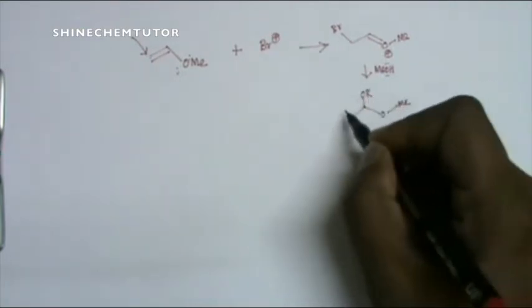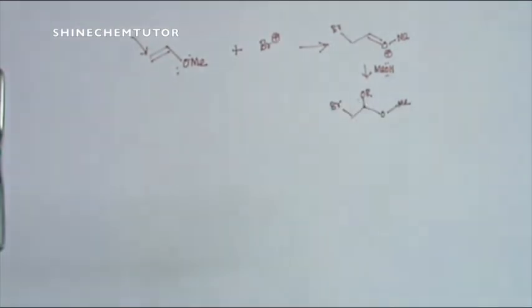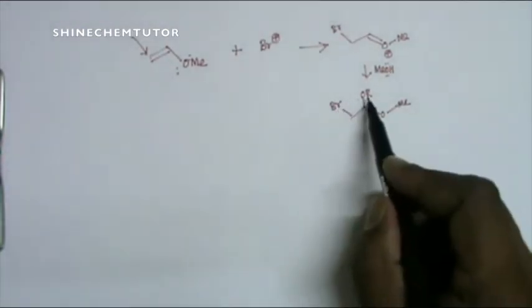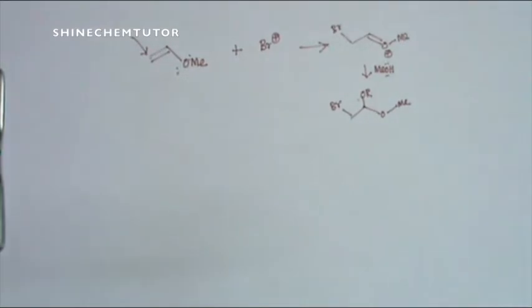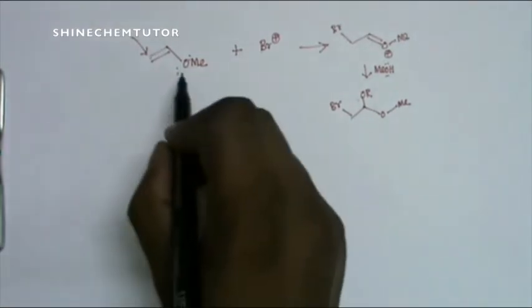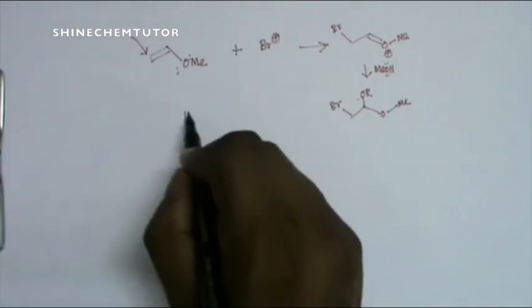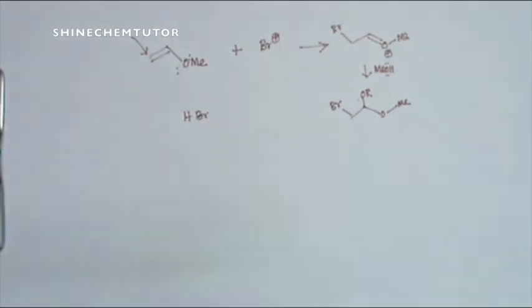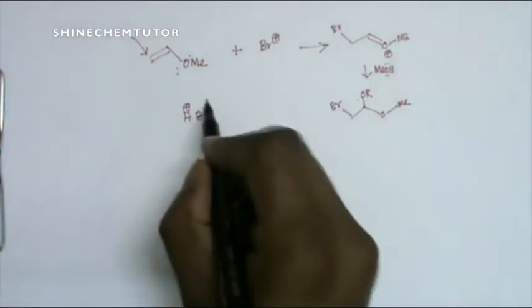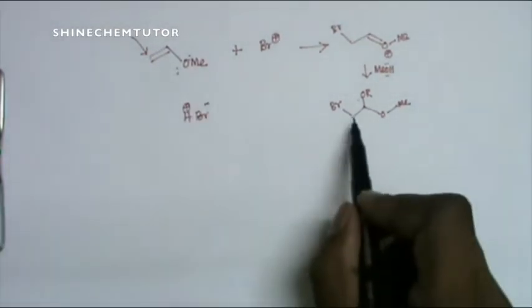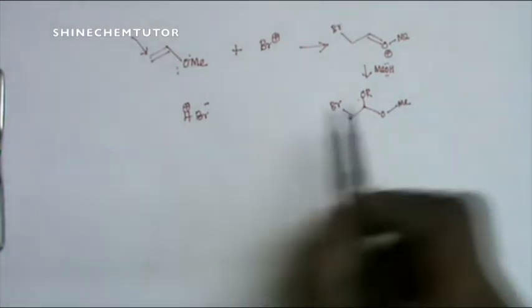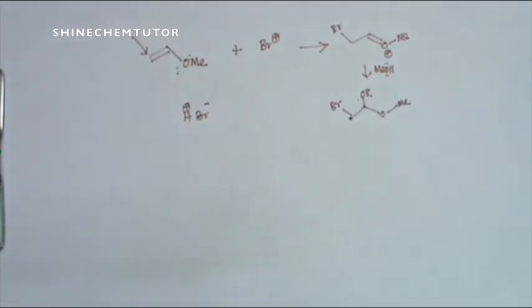We will end up with this product. Basically, it is bromo-alkoxylation. I have added bromine and OR across the double bond. But the regioselectivity is controlled by the electron donating group. Similarly, you can try to add HBr also. H plus, Br minus. H plus will be added to this carbon, Br minus will be added to the other carbon.